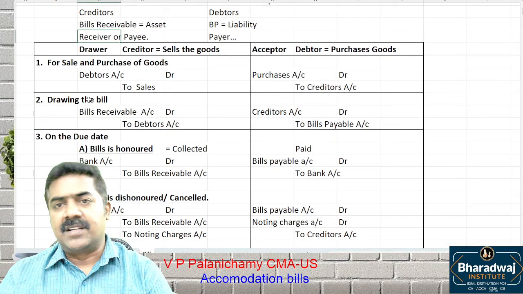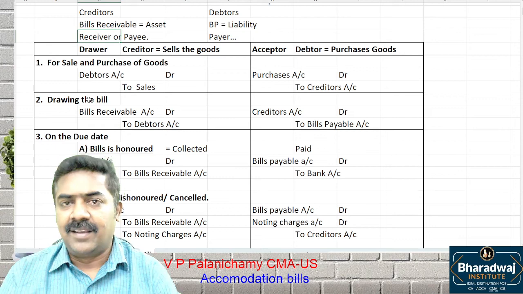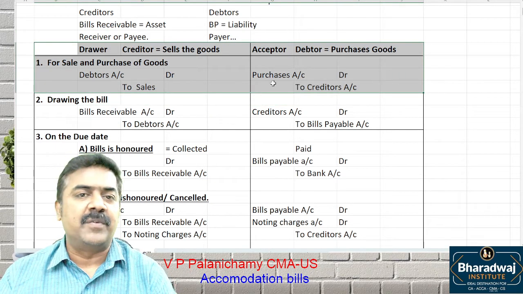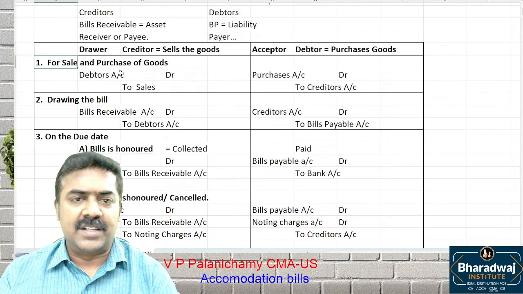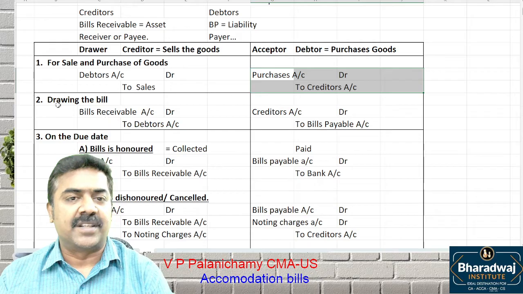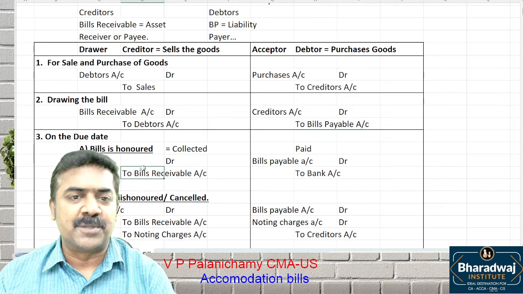The seller will receive the money, of course. Bills receivable you will collect. The payer is there. These are called trade bills. Trade bills are drawn between the seller and buyer. We had seen for the sale of goods, debtors accounted to sales, purchase accounted to creditors. When the bills are drawn, bills receivable to debtors, then creditors to bills payable.